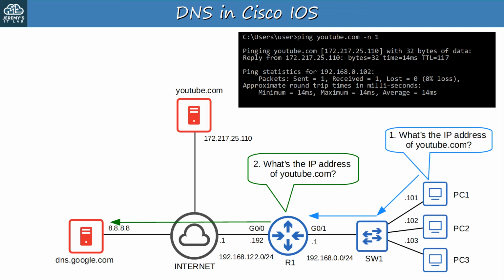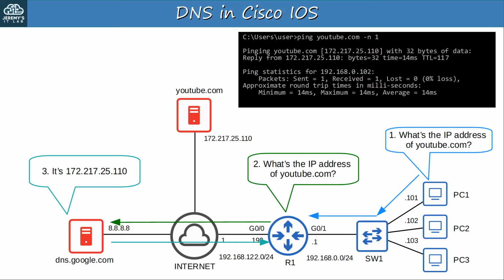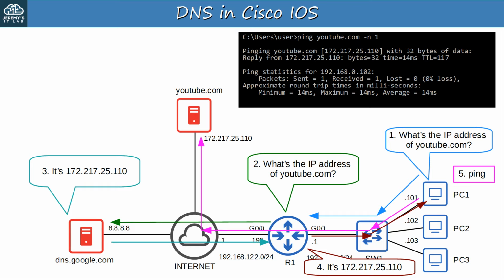It sends a DNS query to 8.8.8.8. Google's server replies, telling R1 the IP address of youtube.com. Now R1 is able to reply to PC1's query, telling it the IP address of youtube.com. Finally, PC1 is able to send the ping to YouTube, and YouTube sends the reply. Sorry for the messy diagram, but I hope that helps you understand how this works. R1 acts as a DNS server for PC1, but if it doesn't have an entry for a record that PC1 requests, it acts as a DNS client and asks Google's DNS server for the record.